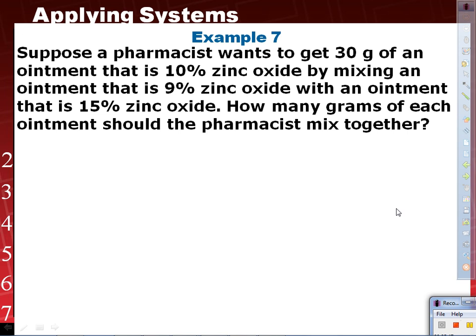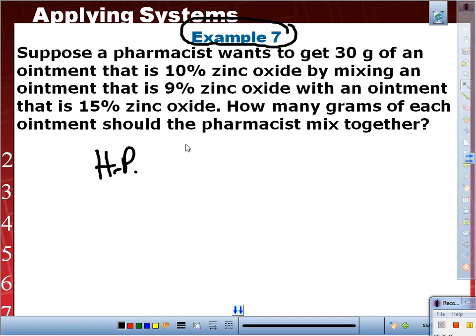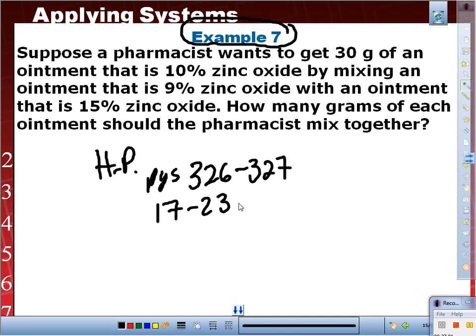Everybody done? How about now? Okay, so as you're finishing copying that, homework for tonight is problem number 7, which is the one you're just copying, and pages 326 through 327, but only do numbers 17 through 23. Number 23 only.